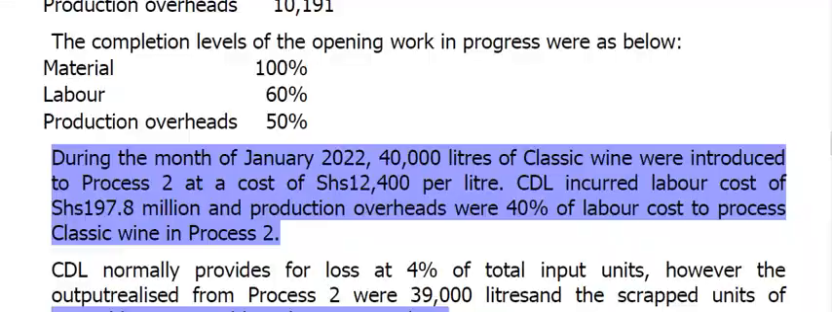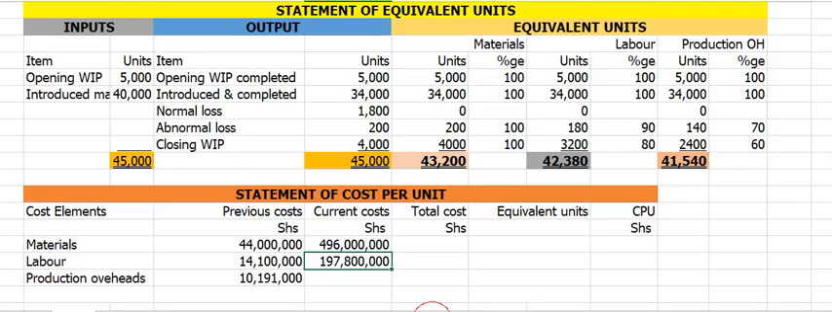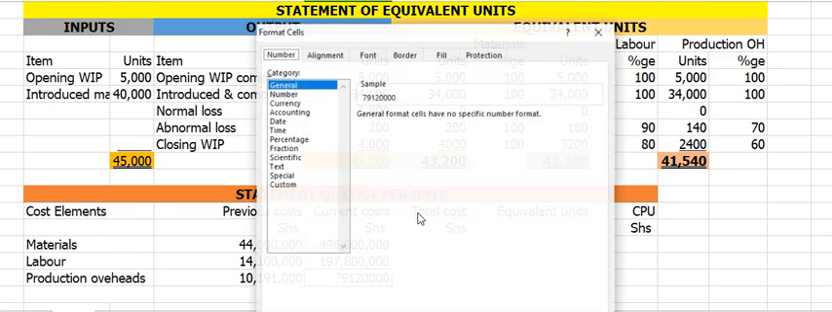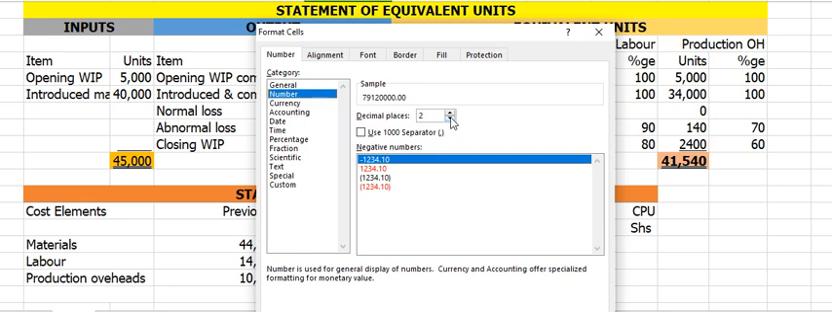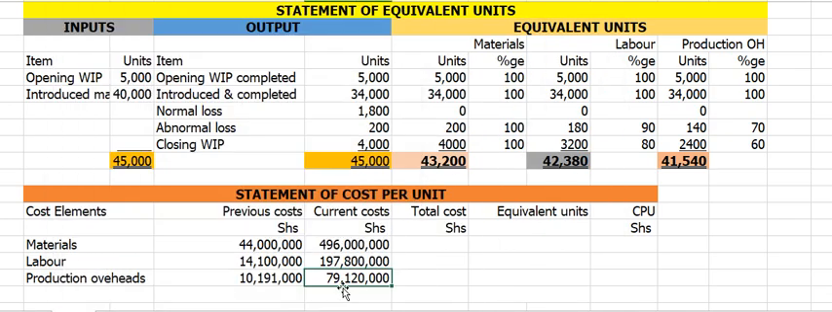Then the production overheads in process 2, where 40% of the labor cost to process glass coin in process 2, 40%. So this is 40% times the labor costs in process 2, which is 70. This is what we have. Let me format. That's what we have. Then you can get the total costs.